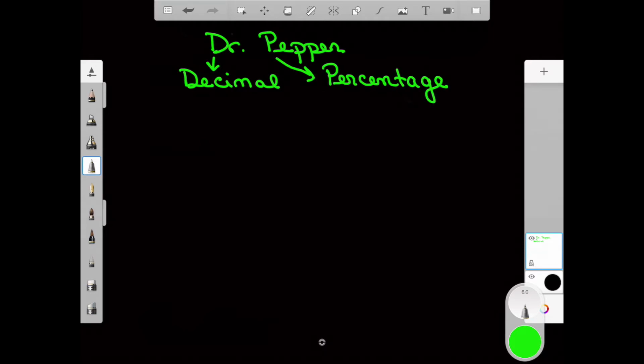So let me show you how this works. Let's say you have a decimal of 0.32. Well, we want to turn that into a percentage, so we take that decimal and we're going to move it 2 spots over to the right. So we're going from a decimal to a percentage, and that means we would have 32.0%. Let's try another one.